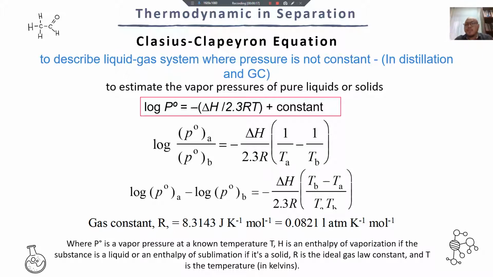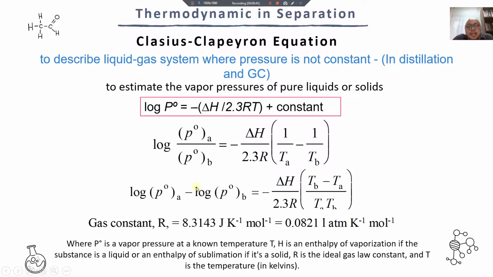So the pressure is not constant automatically. For example, when you use distillation, of course you play around with the temperature, and you will play around with the pressure. Then you can no longer use the Gibbs free energy equation. You need to use another equation by another person. This one is named after people, Clausius-Clapeyron.